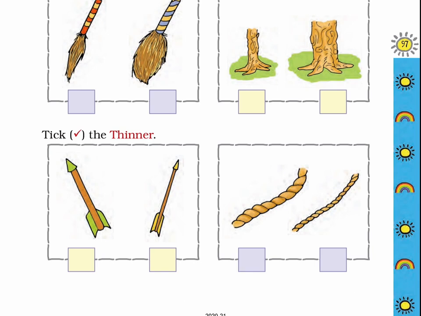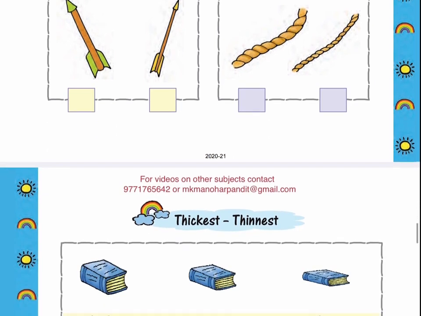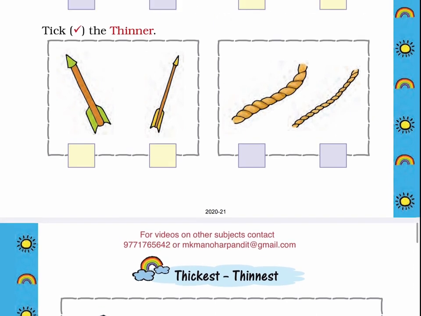Part 3, Picture 1 shows 2 arrows. Arrow 1 is as round as your arm. Arrow 2 is as round as your finger. You have to tell which arrow is thinner. Part 3, Picture 2 shows 2 ropes. Rope 1 is as round as your arm and rope 2 is as round as your finger. You have to tell which one is thinner.